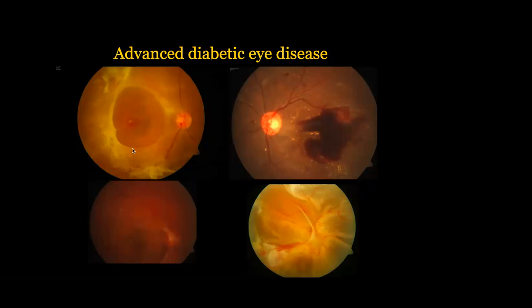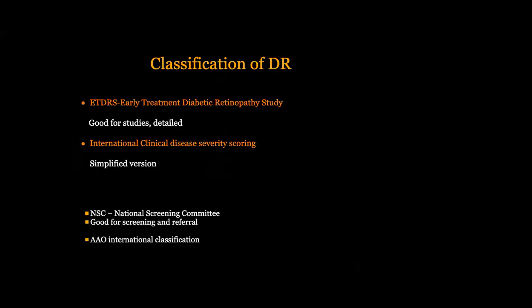And this fibrovascular proliferation can actually pull on the retina and cause detachment of the retina. It's called tractional retinal detachment. So this is a complete retinal detachment of the eye. So till now, we were going through the features of non-proliferative and proliferative diabetic retinopathy.